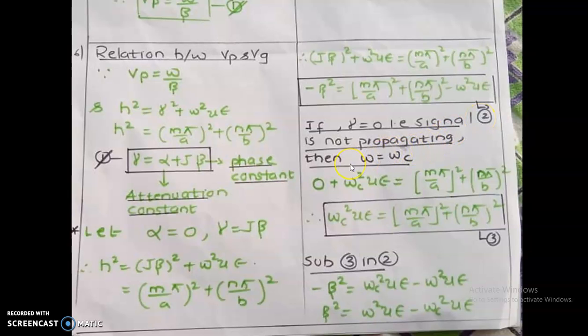Now let us go to the next analysis. This time we are going to make the propagation constant 0. It indicates that there will be no transmission of signal along the z-axis. At this condition, omega becomes omega c. We have already studied that if the signal is not propagating, then that frequency is called the cutoff frequency. So again we look at this equation. This time gamma square becomes 0, and omega becomes omega c. Again you have to equate this to the other equation.